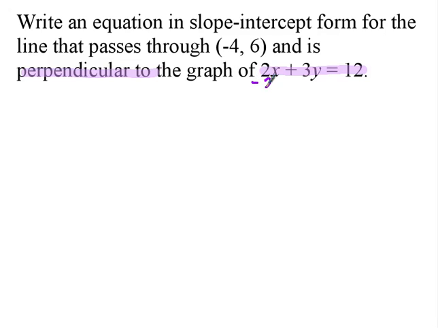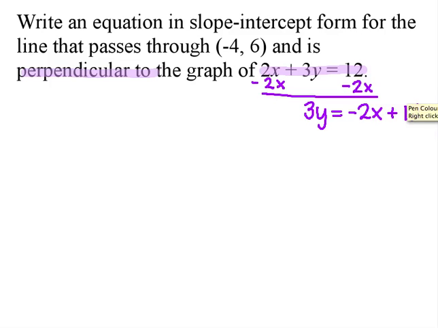So in order to do that, I'm going to go ahead and subtract 2x from both sides. So here I get 3y equals negative 2x plus 12. What am I going to do now? Not yet. What do I have to do? Divide by 3. Good. So I get y to equal negative 2/3 x plus what? 4.